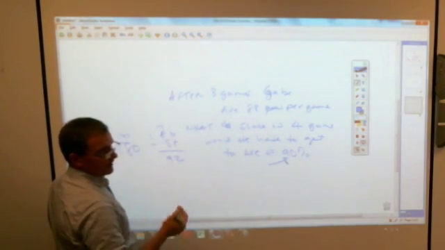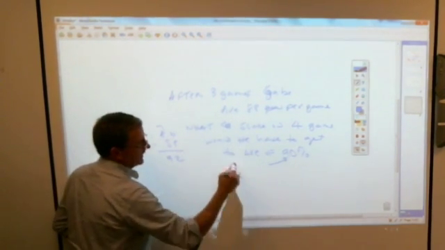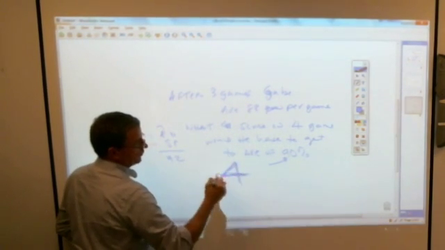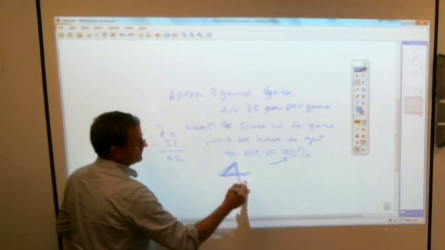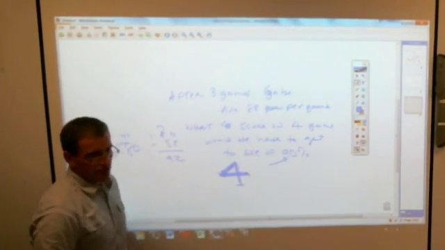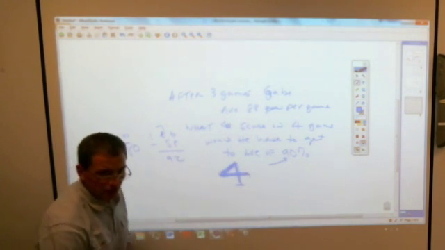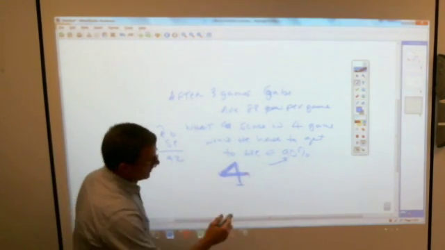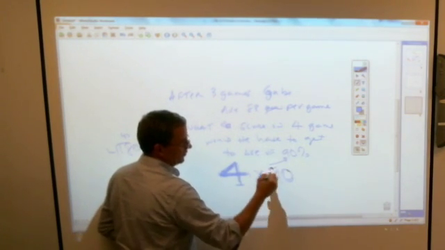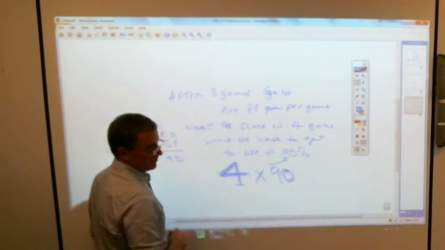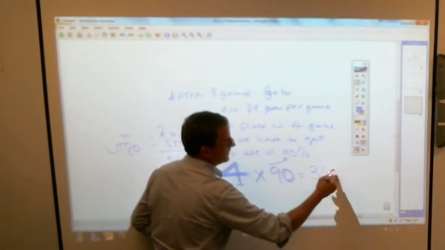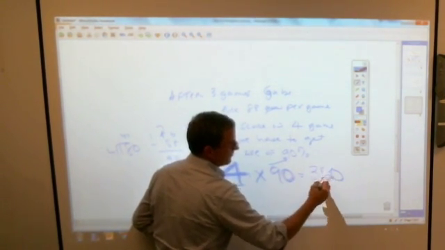So in order to do that, you'd have to figure out, he's bowling 4 games, right? In order to get an average of 90 for 4 games, how many total pins would that be? 4 times 90. In order to get an average of 90 over 4 games, you'd have to get a total of 360 pins.